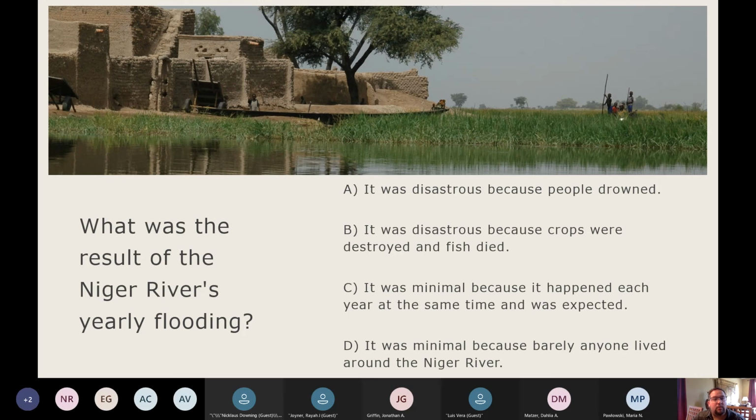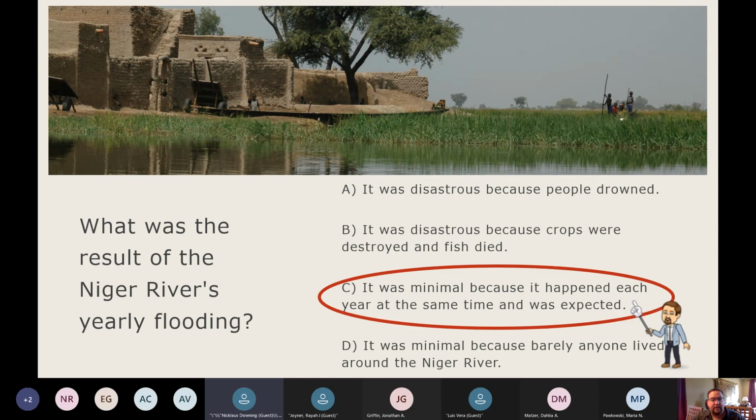What was the result of the Niger River's yearly flooding? It was disastrous because people drowned. It was disastrous because crops were destroyed and fish died. It was minimal because it happened each year at the same time and it was expected. It was minimal because barely anyone lived around the Niger River. Nicholas, what do we think? C. Good. So because it was expected, right? The damage was minimal, right? They knew about it and they planned for it.